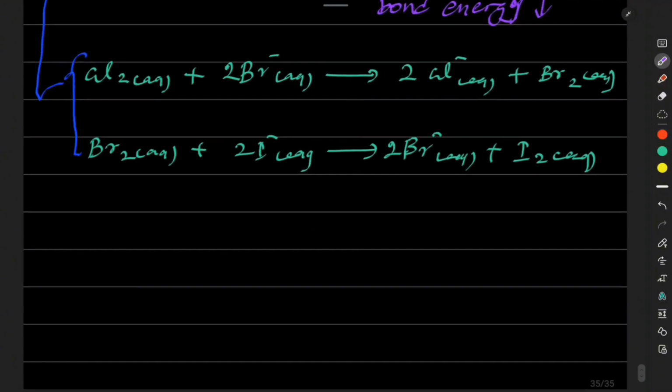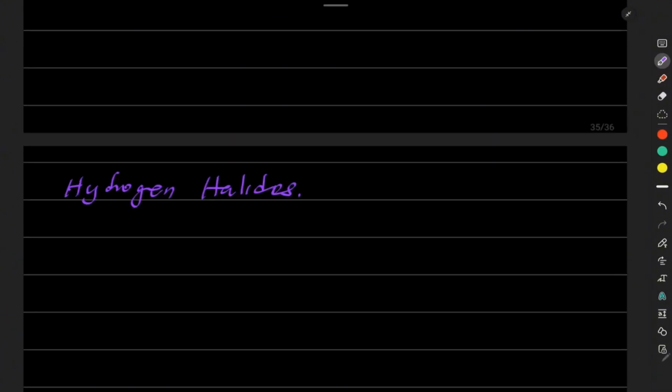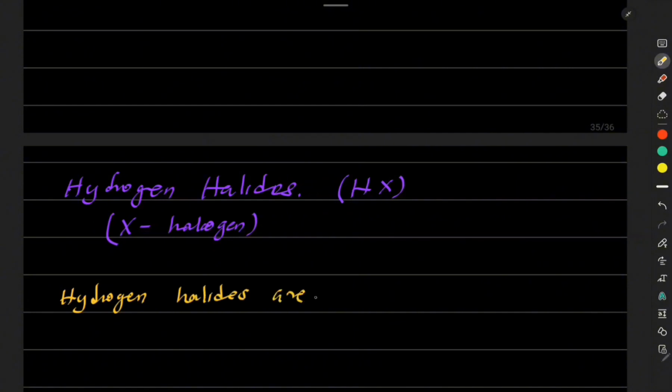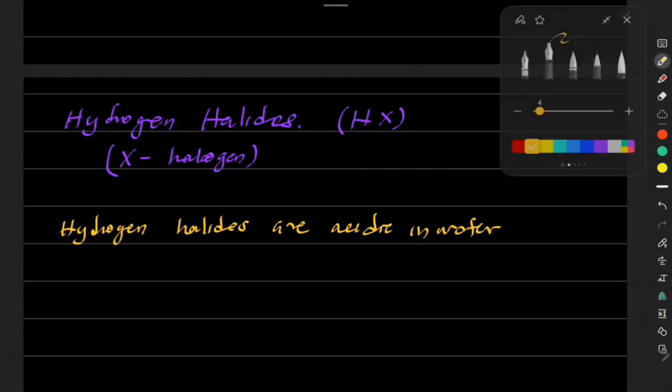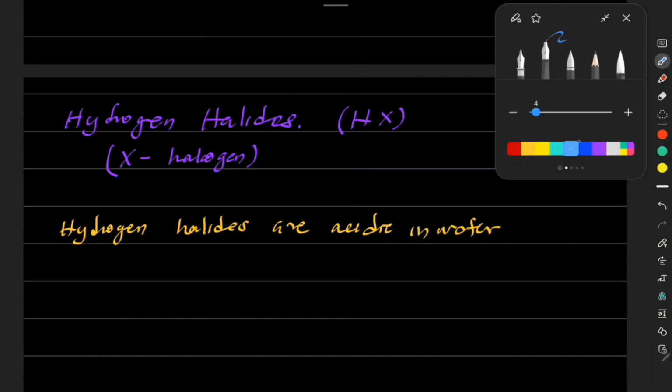Next, we will be discussing hydrogen halides, HX. X represents a halogen. It can be any halogen, which is a group 17 element. Hydrogen halides are acidic in water. Let's write down the hydrogen halides of group 17.